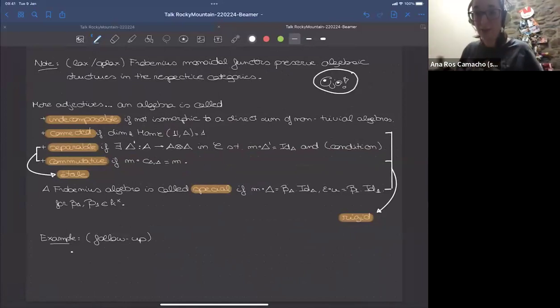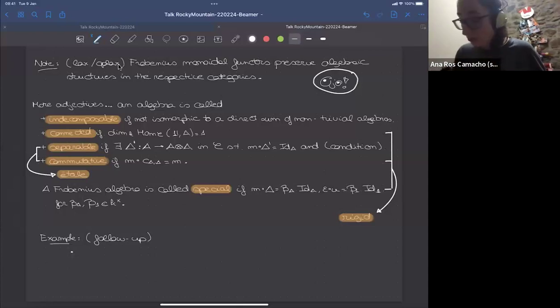It's good because if you're in an easier category and you use a functor to jump to a more complicated one, the algebraic structure is transferred straight away. So it's one thing that you can count on.